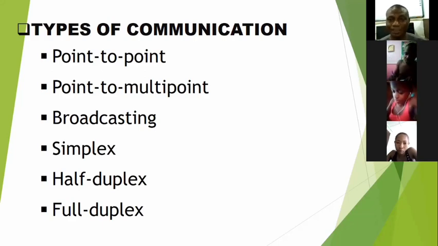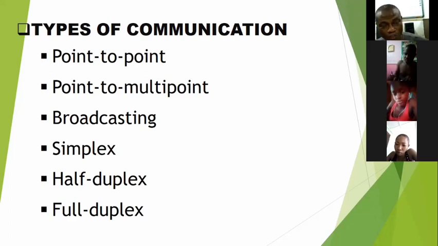That is called simplex. Then we have what is called half duplex. In half duplex, both ends communicate, but alternately. That's to say they cannot communicate simultaneously at the same time. They alternate communication. For instance, in a walkie-talkie, where you see most security men using their devices to communicate, to send signals. A walkie-talkie is an instance of a half-duplex communication system.